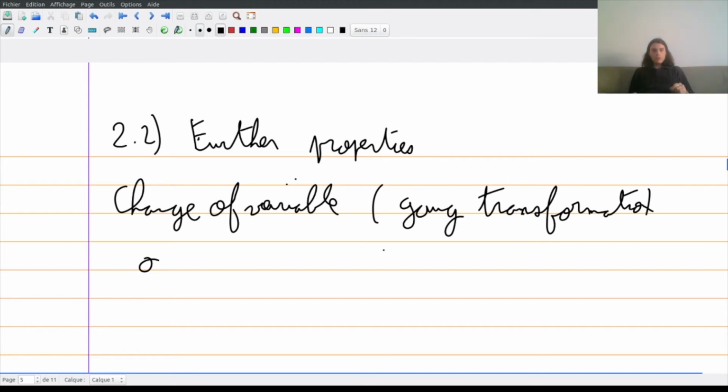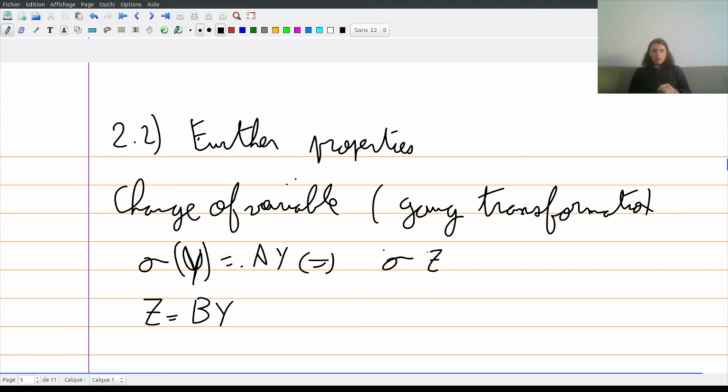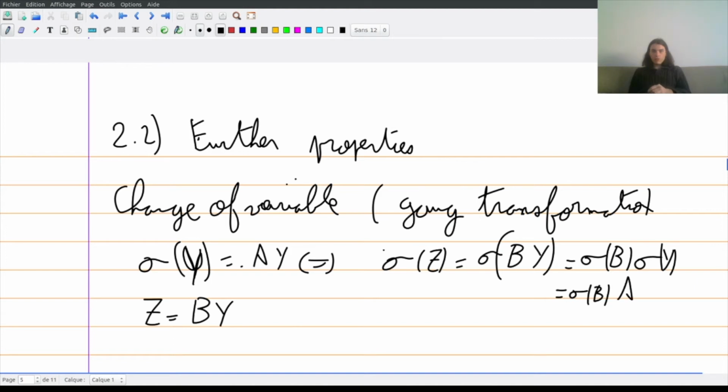So it's a very easy computation to show that if you change your variable y by your variable z, with z equals b times y, you can compute an equation with respect to z. So it's sigma of b times y. So it's sigma of b, sigma of y. So it's equal to sigma of b and sigma of y equals Ay.